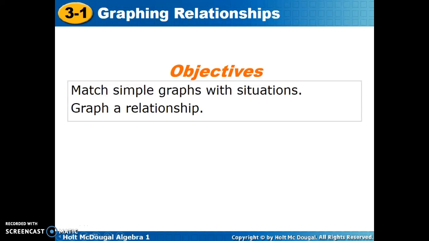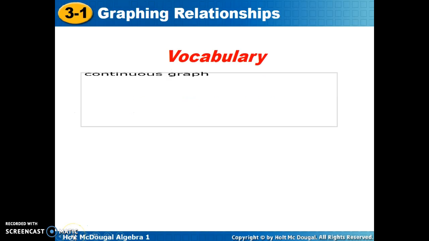And here we go, looking at lesson 3.1. We're going to be talking about graphing relationships. Our objective is matching simple graphs with situations and to graph relationships. So as we're talking about this, I hope that you're thinking, what kind of relationships are we talking about?